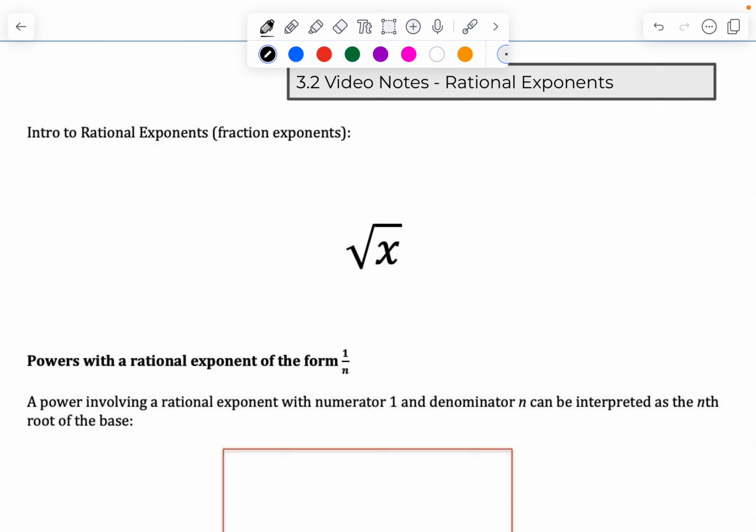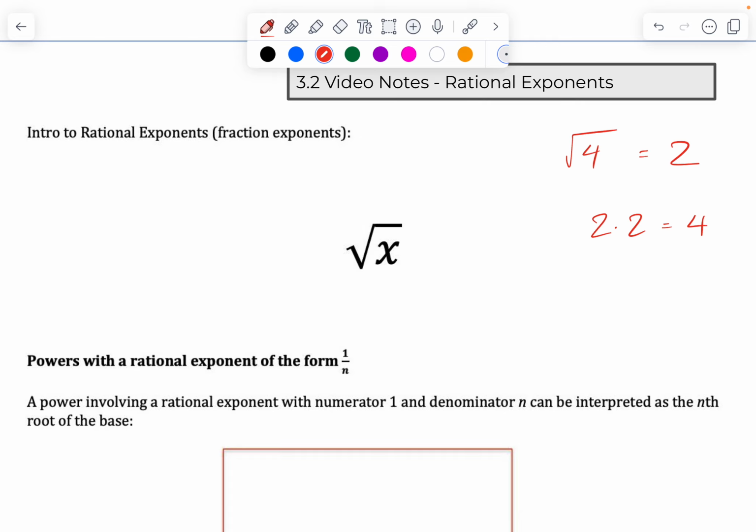Okay, so now we're going to look at rational exponents. So exponents that are fractions. What does that mean? Well, you're already familiar with one of them, the square root. So remember that the square root of 4 is 2, right? And so that means that 2 times 2 is 4, right?